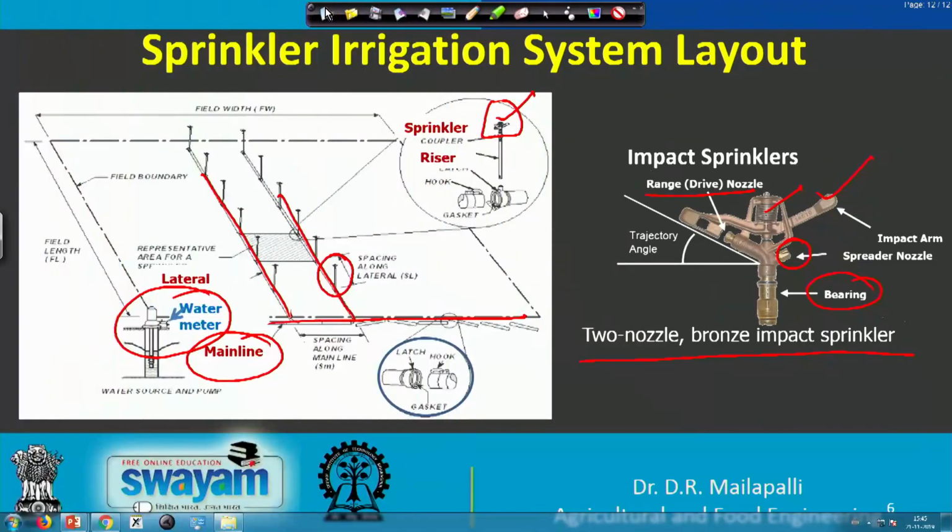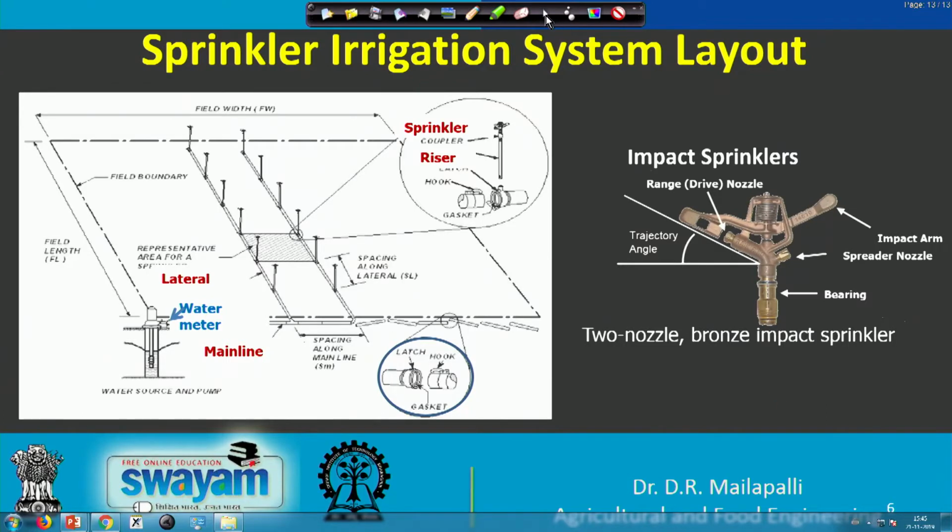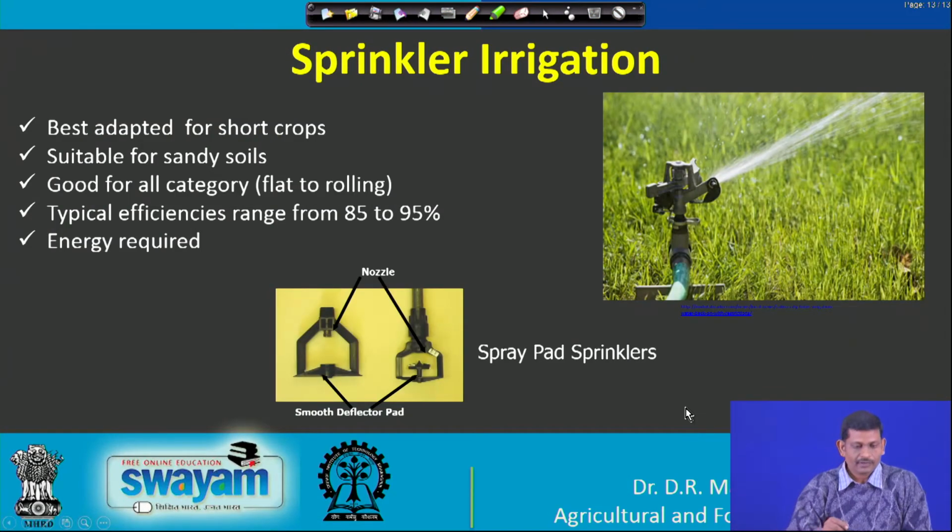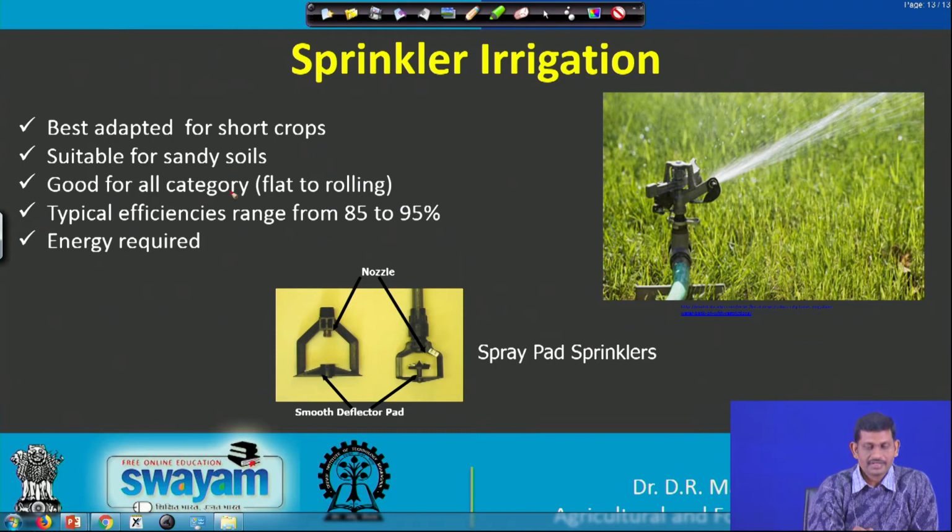In sprinkler irrigation, this is best adapted for short crops and suitable for sandy soils. Okay. So, why is it suitable for sandy soils? Because the water which is sprayed on top of the surface should not be ponded on the surface. So, this should move as fast as possible to meet the crop water requirement, and it is good for all categories of soils, and typical efficiencies range from 85 to 95% if the system is well designed.